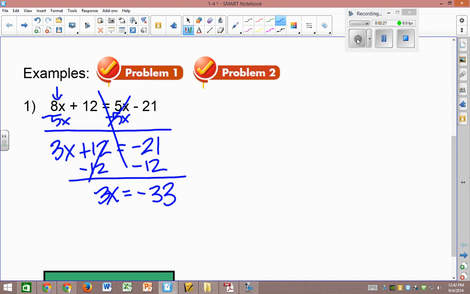Yep. So now we did that. The next thing in the hints said to isolate the variable. So what should you do? Divide by 3, because that will undo multiplying by 3. Divide by 3 on both sides. That is negative 11.